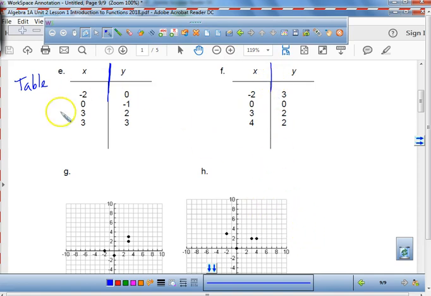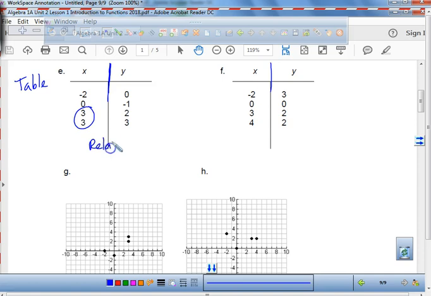Alright? So right now, is this a function or a relation? What do you think? Relation, why? What's your evidence? X is repeating, right? So X repeats. Alright. Over here, does each X value have one corresponding Y value? Which means, do you see X repeating? No. So this is going to be a function.